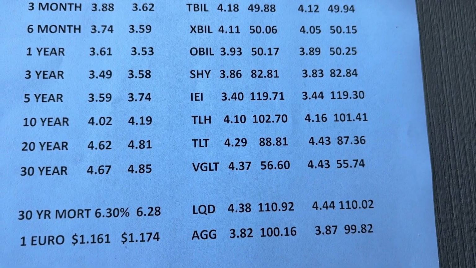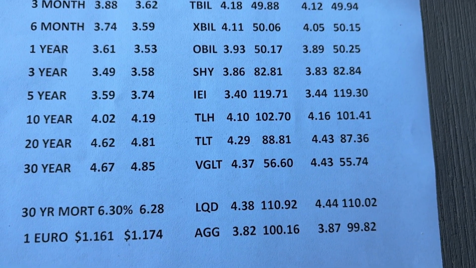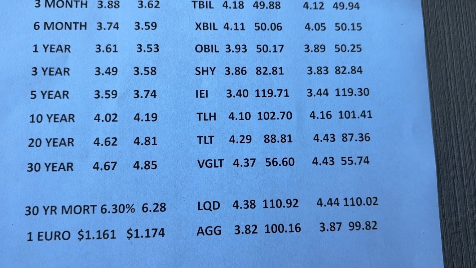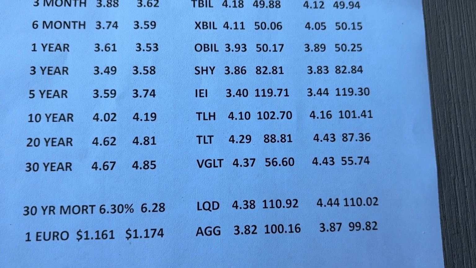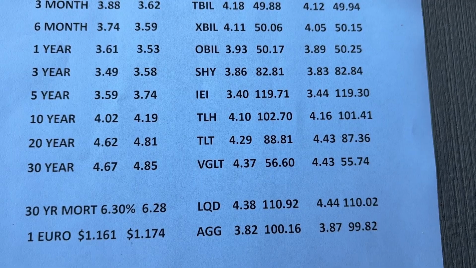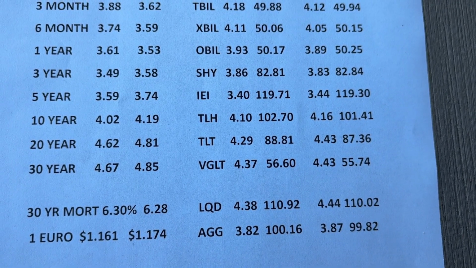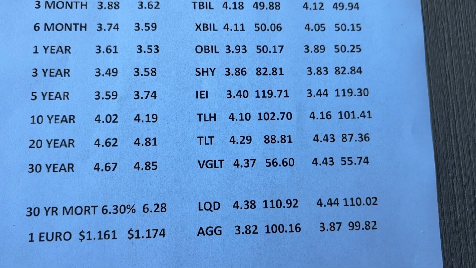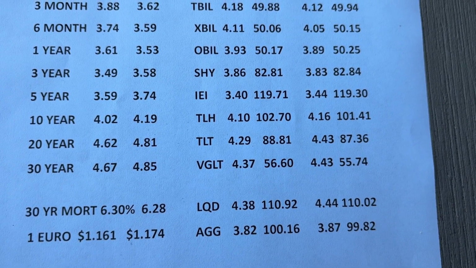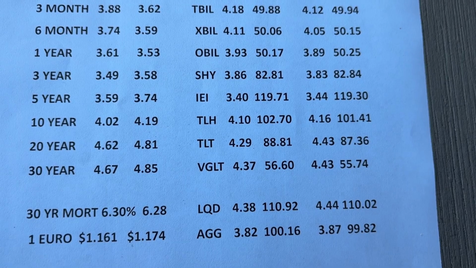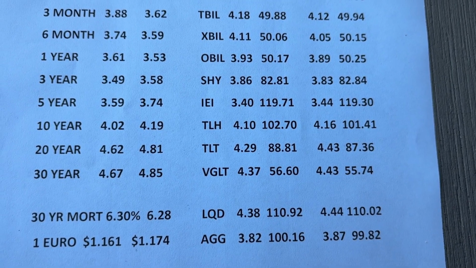A couple of other interesting things here. With lower interest rates, we would expect a lower dollar, and that has been happening, and we can see that reflected in the price of a euro. In the previous week, you could buy a euro for $1.16. It's now going to take $1.17. So as the dollar falls, the price of euros and other foreign currencies go up.